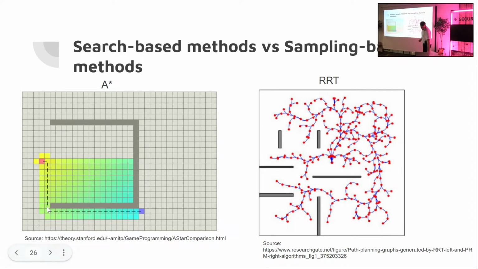And what's the difference between search-based methods and sampling-based methods? In search-based methods, we need to discretize all configuration space into a grid. In sampling-based methods, we don't need to do it because we put points randomly. So it's more computationally efficient in large configuration space.